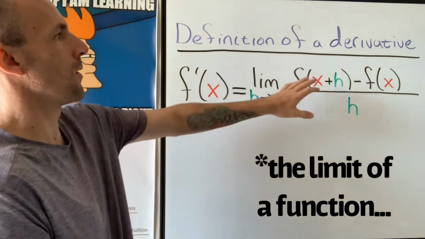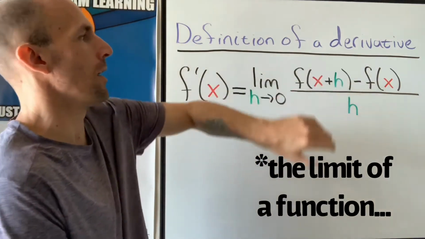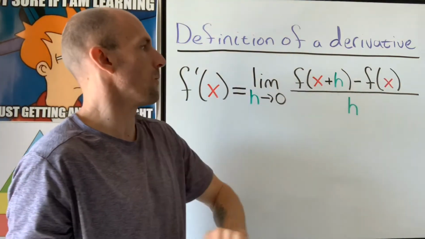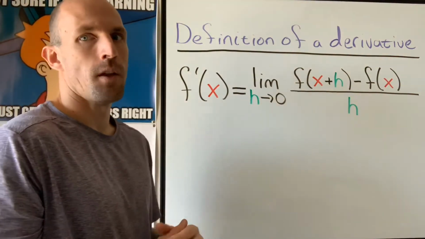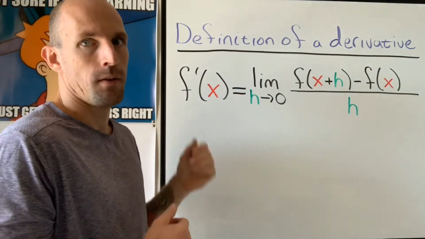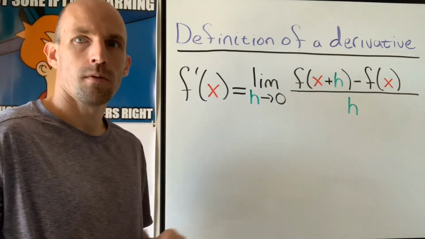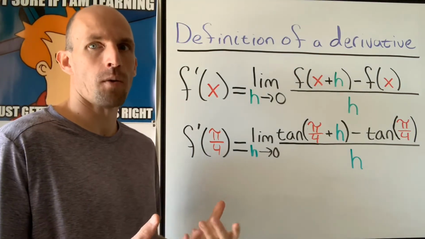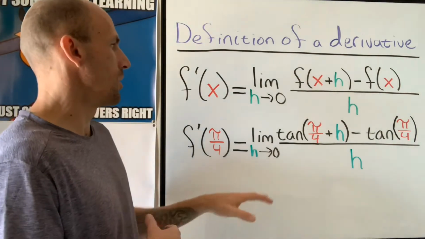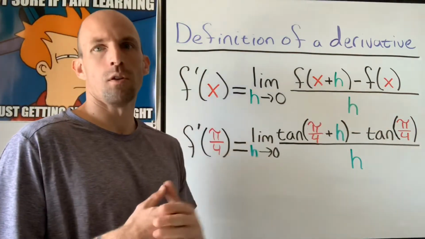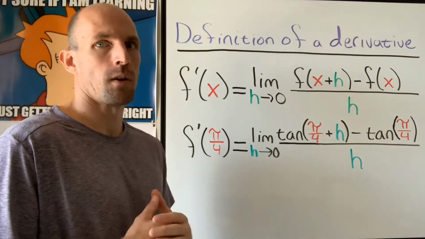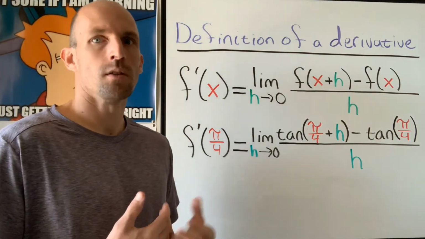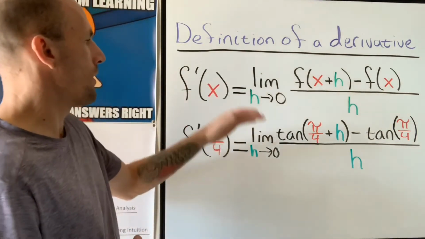If you're given a function evaluated at x plus h minus some function divided by h, then you know you're dealing with a derivative. Let's look at an example. So here, instead of the generic f of x, we're using tangent evaluated at pi fourths. As you know from trig, we usually use fractions of pi when evaluating trig functions. And at some point, you're going to learn that the derivative of tangent is secant squared. So let's have a look.